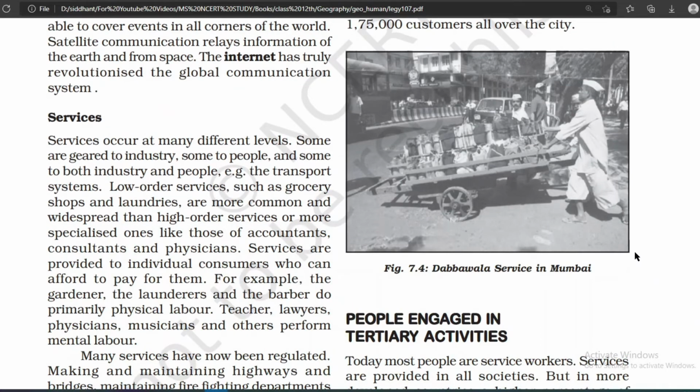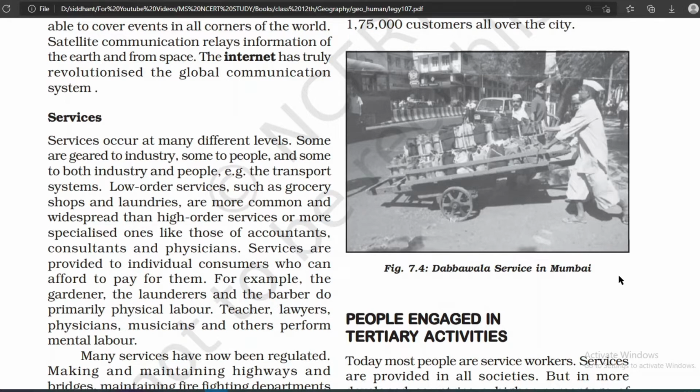Services. Services occur at many different levels. Some are geared to industry, some to people and some to both industry and people. Example, the transport system. Low order services such as grocery shops and laundry are more common and widespread than high order services or more specialized ones like those of accountants, consultants and physicians.